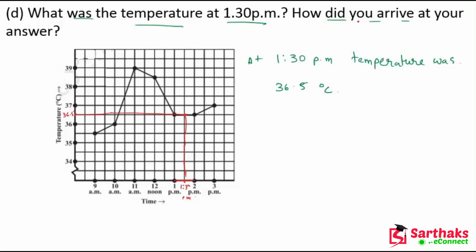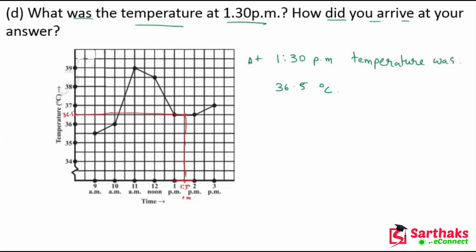So how did you arrive at your answer? Here on the x-axis between 1 and 2, we have the middle part, which is 1:30 p.m., and this point is equidistant from 1 and 2. If we move along the y-axis, we get a point on the line. From this point we move along the x-axis and reach the y-axis at a particular point, which lies between 36 and 37, equidistant from both. So this is 36.5. I hope you get this point.